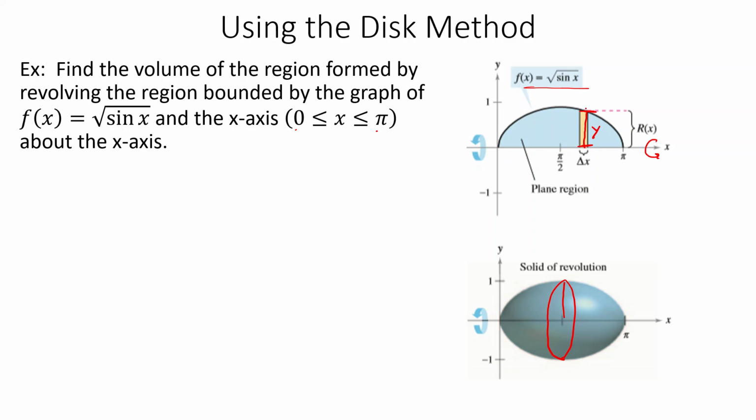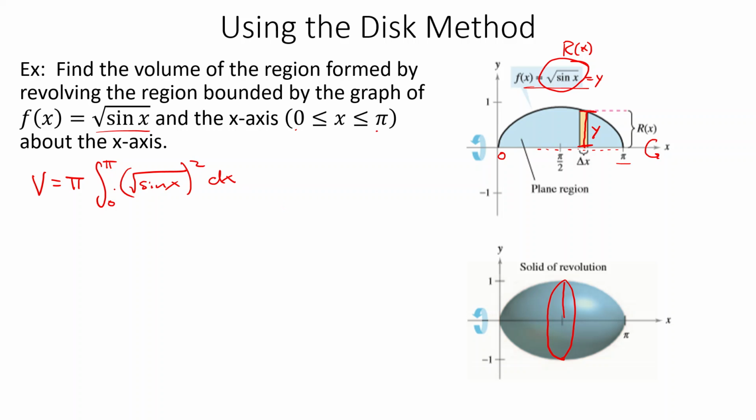Well, the height from the x-axis up to the curve is y. It's just the letter y. In this case, our y is measured by sine of x. So this is our radius function in terms of x. And then our dx's are going down the x-axis, so that means we're going to start at 0 and go to pi. So the volume of that area is going to be, and don't forget the pi out front, pi times the integral from 0 to pi of our radius function, the square root of sine of x, quantity squared, dx.